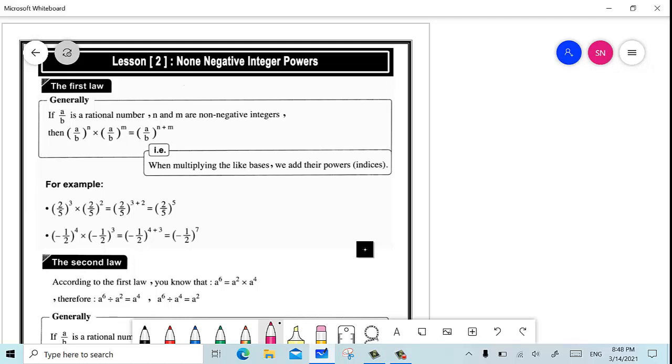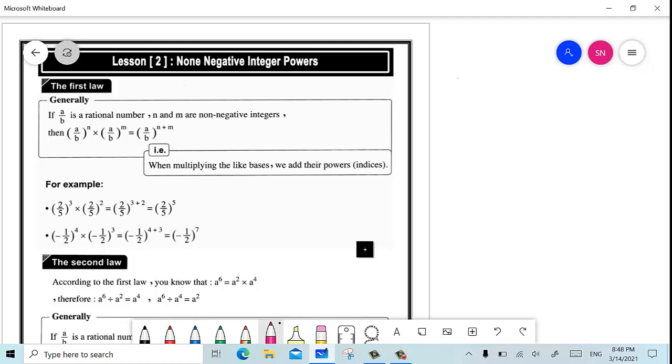In today's lesson we are going to take lesson 2, which is non-negative integer powers. This lesson is the same as the first one, only we have one new rule. Before we start lesson 2, let's first remember the rules we used in lesson 1.